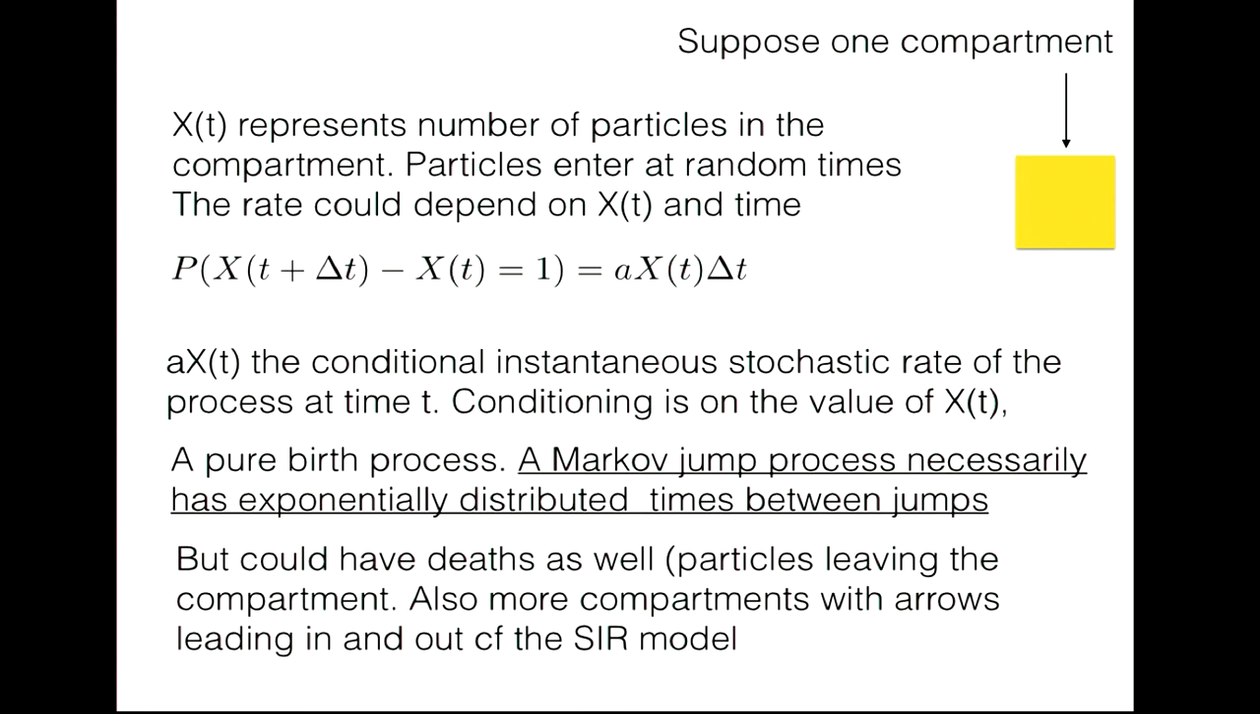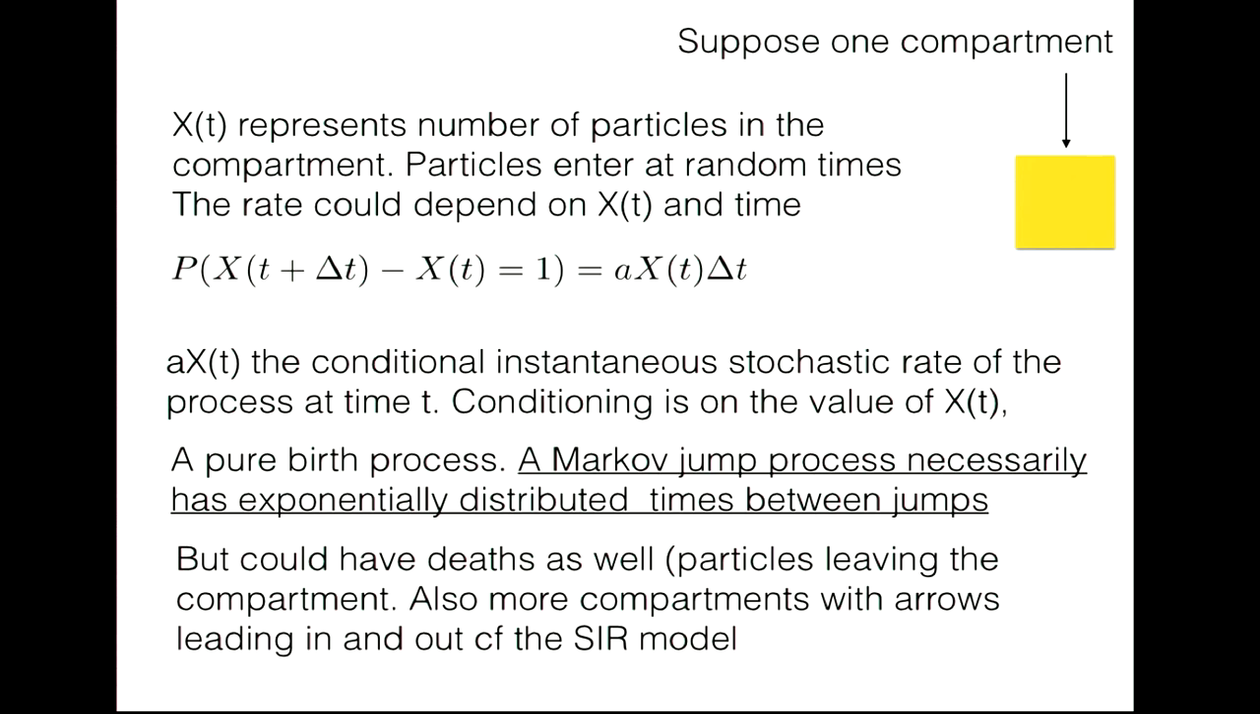So now you have one compartment. This is what we wrote down earlier. You had particles entering, but you could also make this depend upon x of t. So for example, if you looked at the probability that x at t plus delta t minus x of t equals 1, that is the probability that you have increased the number in that particular box in the interval dt between t and t plus dt, this could also be proportional to x of t with some constant outside times the dt and then higher order terms which we will then neglect. So a of x, t is called the conditional instantaneous stochastic rate of the process at time t. And it's conditional because it's conditioned on the value of x of t. X of t appears explicitly in that particular number.